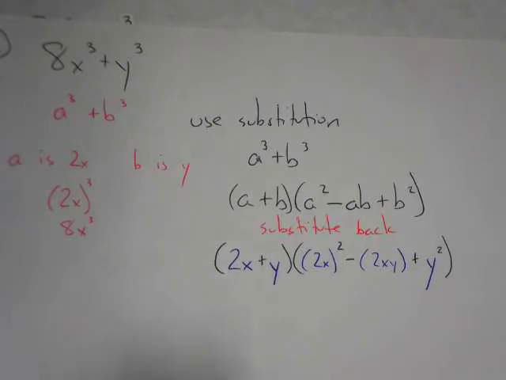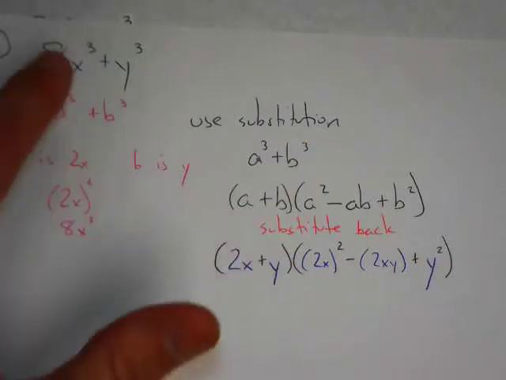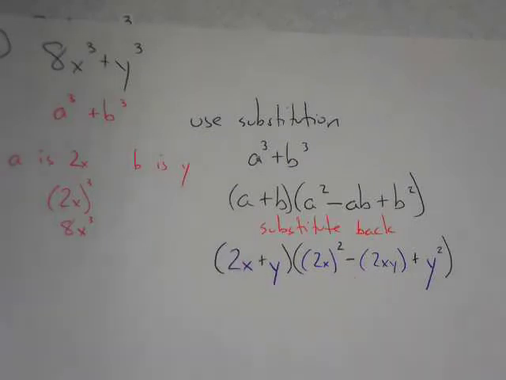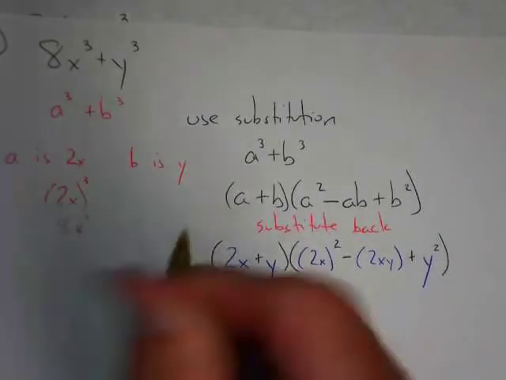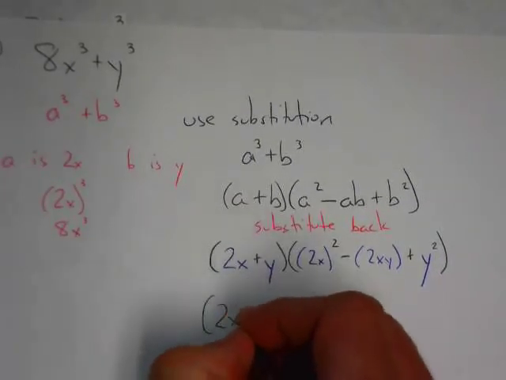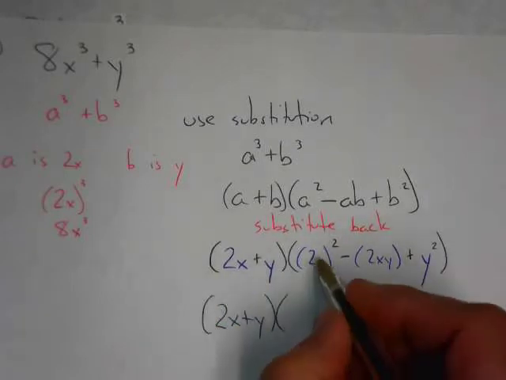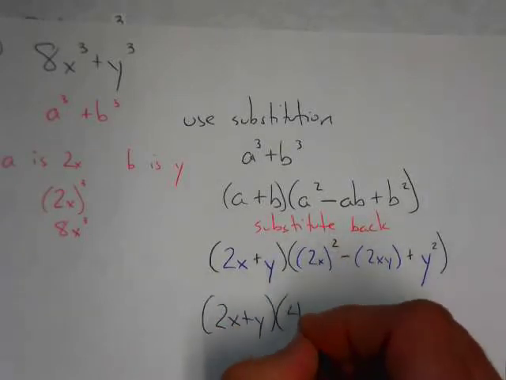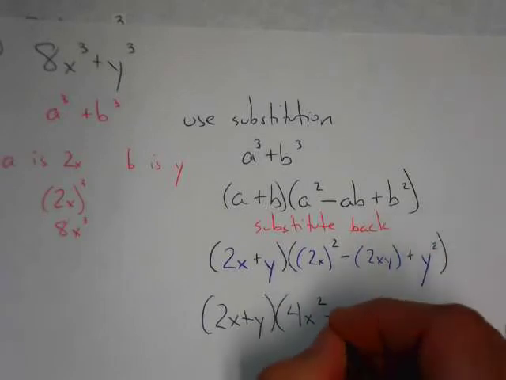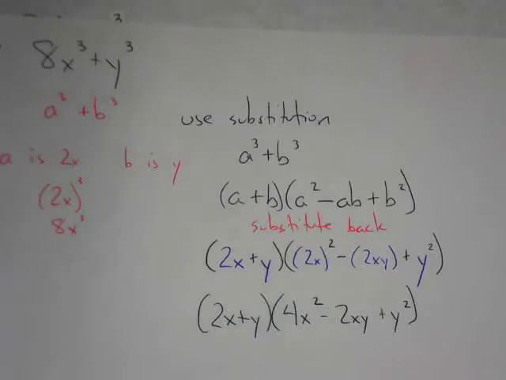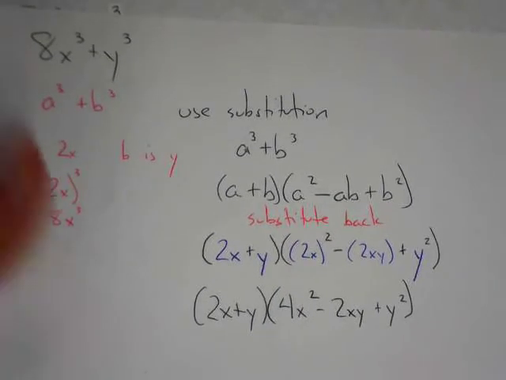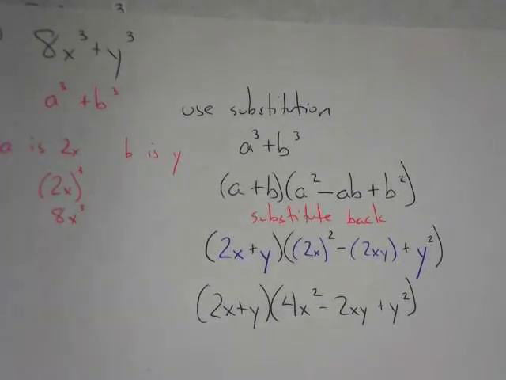Once we see the format and notice our substitution, we can substitute right back and just simplify what we can. So our first factor, if you will, is 2x plus y. And then 2x to the second power is actually 4x squared, and then minus 2xy plus y squared. So that is how we would factor that second expression, because we're using that format that just always seems to work out.